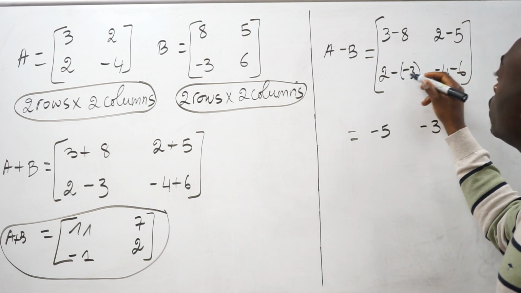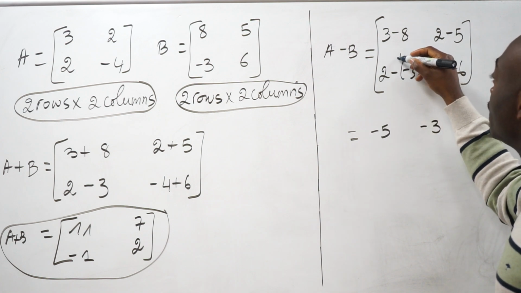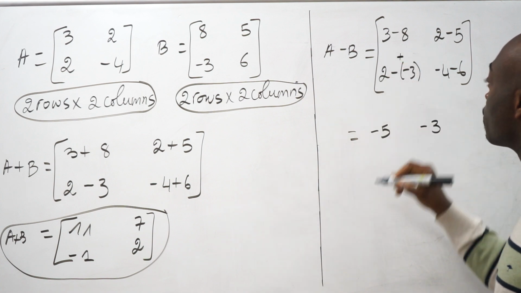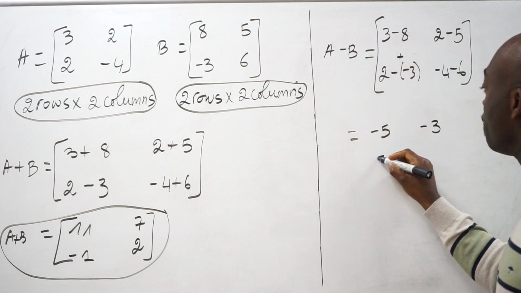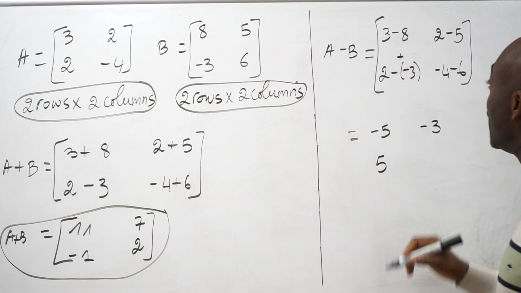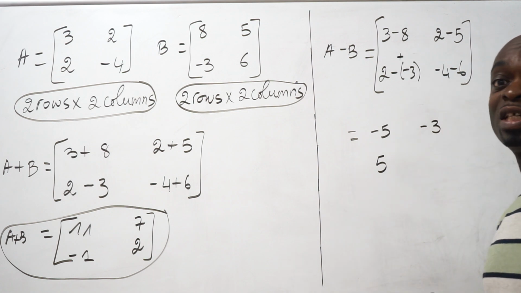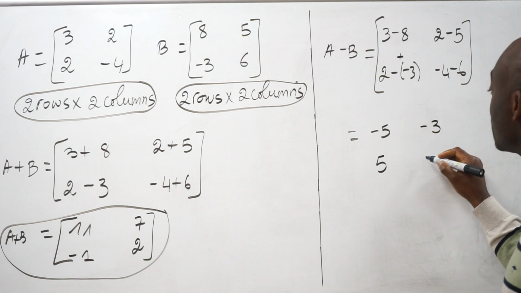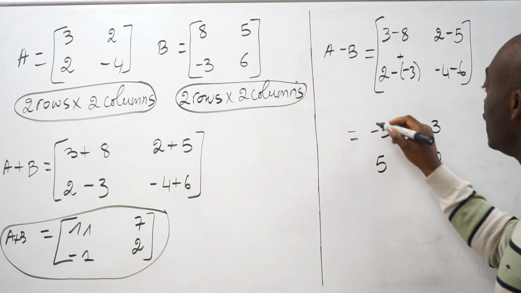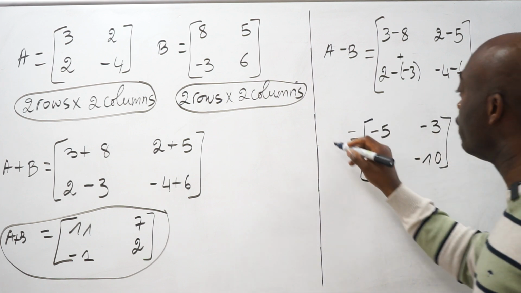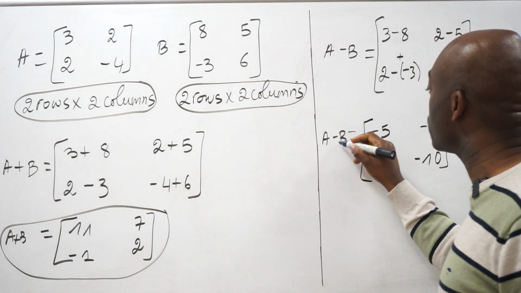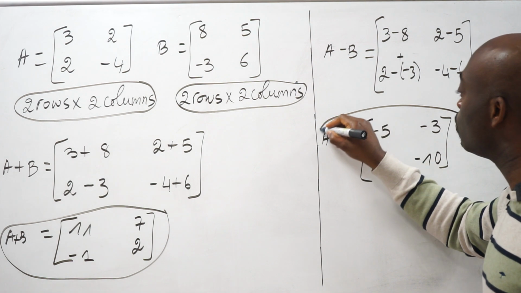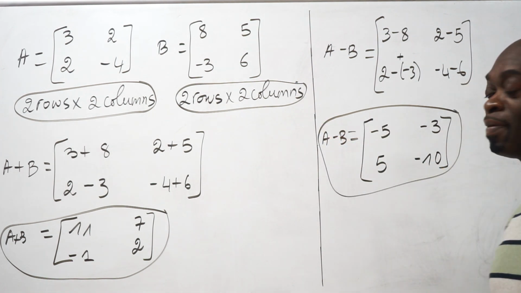And here, this is 2 minus negative 3. Because of the 2 negative signs, this becomes a positive 3. So you're doing 2 plus 3, which is going to give us positive 5. And then last but not least, negative 4 minus 6: both carry the same sign, so you add and you keep the sign. You add 4 to 6, which is 10, and then you carry the negative sign. So you end up with A minus B equals negative 5, negative 3, 5, negative 10, and you are finished. Voila.